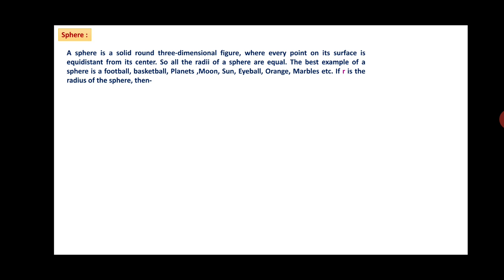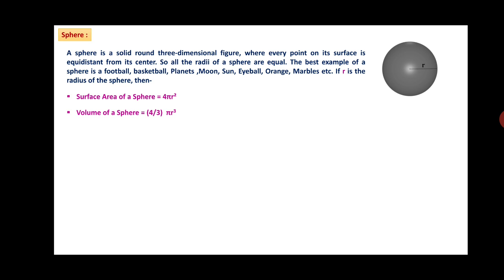Friends, let us see, a sphere is a solid round three-dimensional figure where every point on its surface is equidistant from its center. So all the radii of a sphere are equal. The best examples of a sphere are a football, basketball, planets, moon, sun, eyeball, orange, marbles, etc. If r is the radius of the sphere, then surface area of the sphere is equal to 4 pi r square. Volume of the sphere is 4 by 3 into pi r cube.